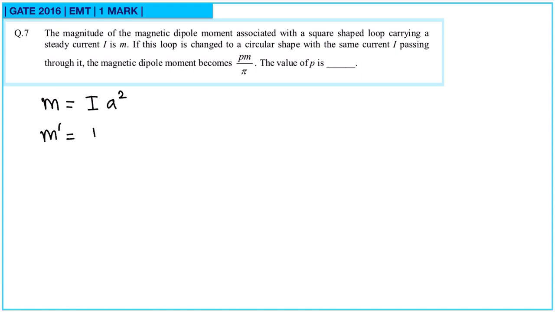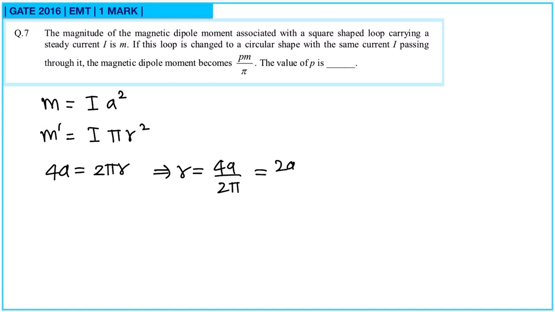For the second case, same current is there. So I into area of that circular loop, it will be pi r square. But that is the same loop, so length will be same, so perimeter will be same. So 4a, the perimeter of the square loop, will be equal to the circumference of the circular path. So from here we can see r is equal to 4a by 2 pi, or this will be equal to 2a by pi.